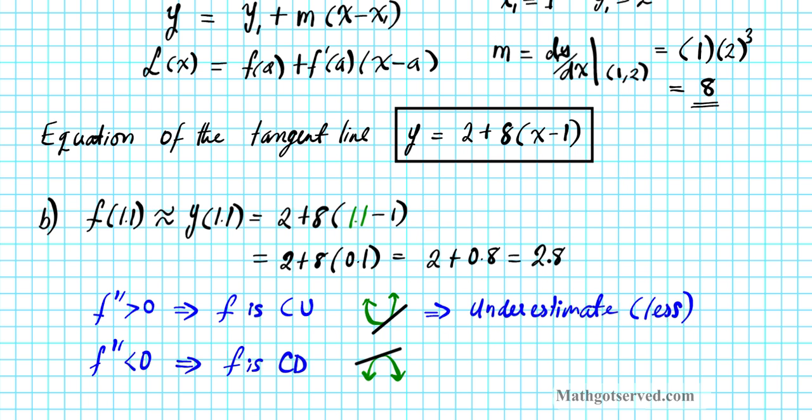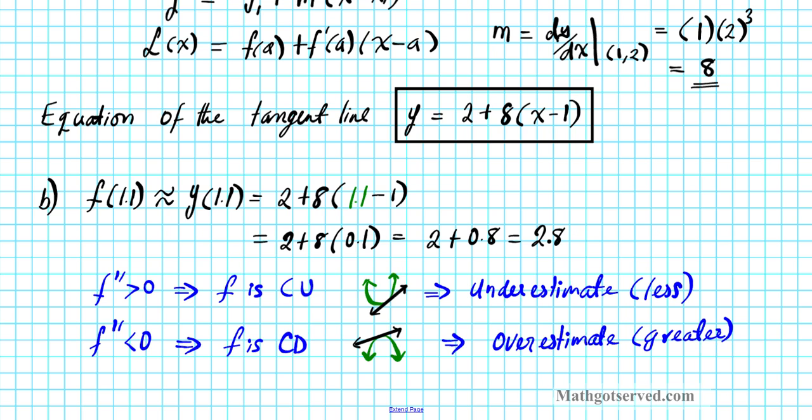In that case, you will have an overestimate. So concave up, underestimate; concave down, overestimate. So this is going to be an overestimate, or it's going to be greater than the exact value. In this problem, all we have to do is figure out what the sign of the second derivative at the point of tangency is, and then we can determine if it's going to be greater or less. So let's go ahead and do that.